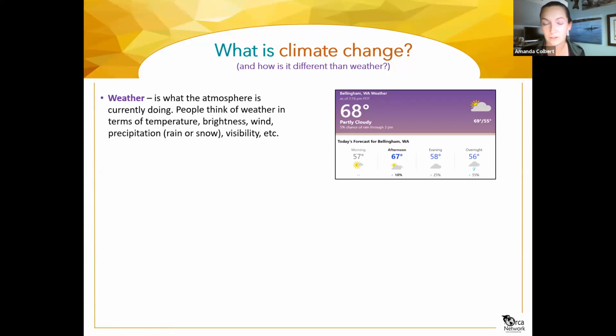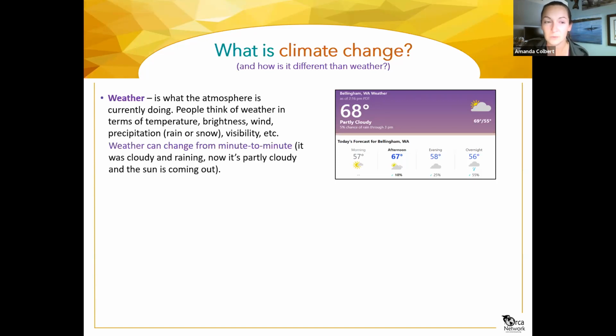So when people think about weather, we're thinking about how hot or cold it is, so we're talking about temperature. If it's bright outside or cloudy, so sunny or cloudy, windy or not, precipitation, so rain or snow that could be falling, and then visibility. Is it foggy? Is it clear? Can you see? Those are the types of things that we talk about when we deal with the weather. And weather can change from minute to minute, meaning that it could be raining and then an hour later it might not be.